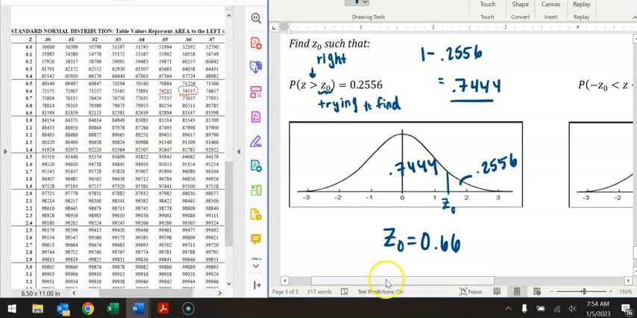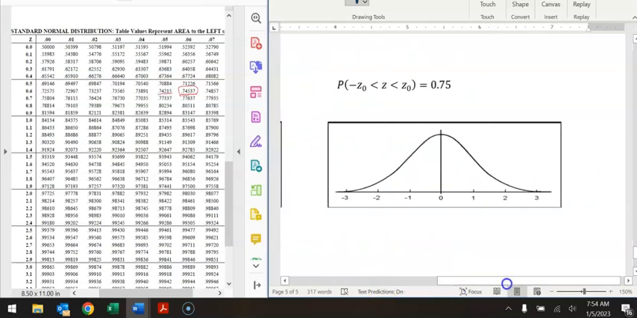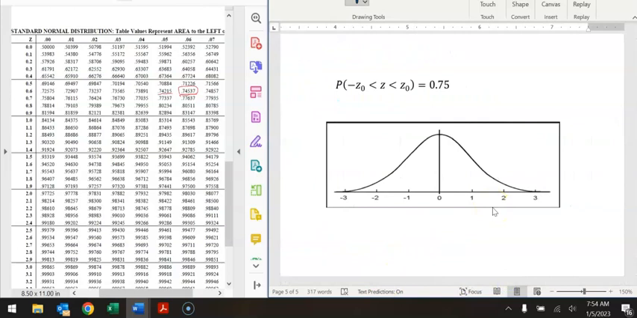Okay, and we have one more. So now you're looking at the area in between two z-scores is 0.75. Okay, so that means 0.75 in the middle. Thinking about that, if I take 1 minus 0.75, I get 0.25. That means there's 0.25 in total in my two tails. Divide that by 2, I get 0.125 in either tail.